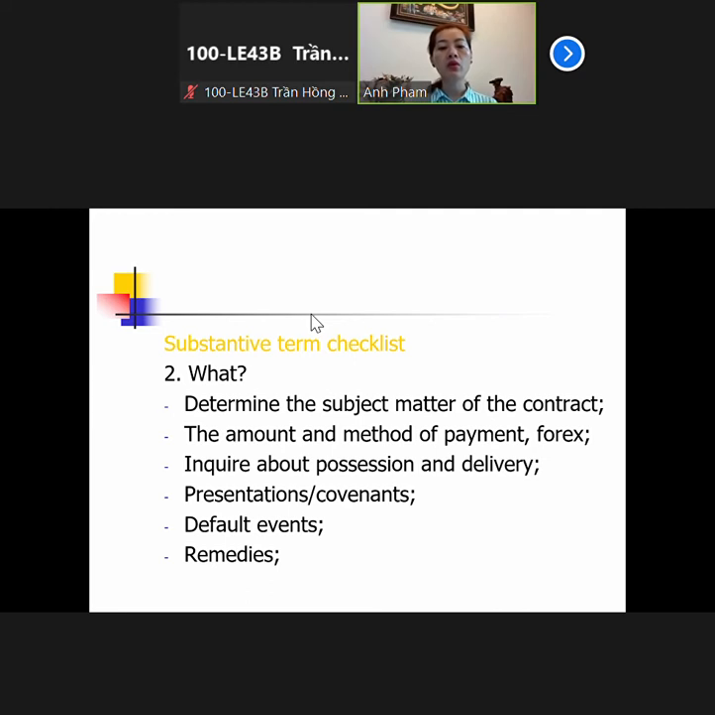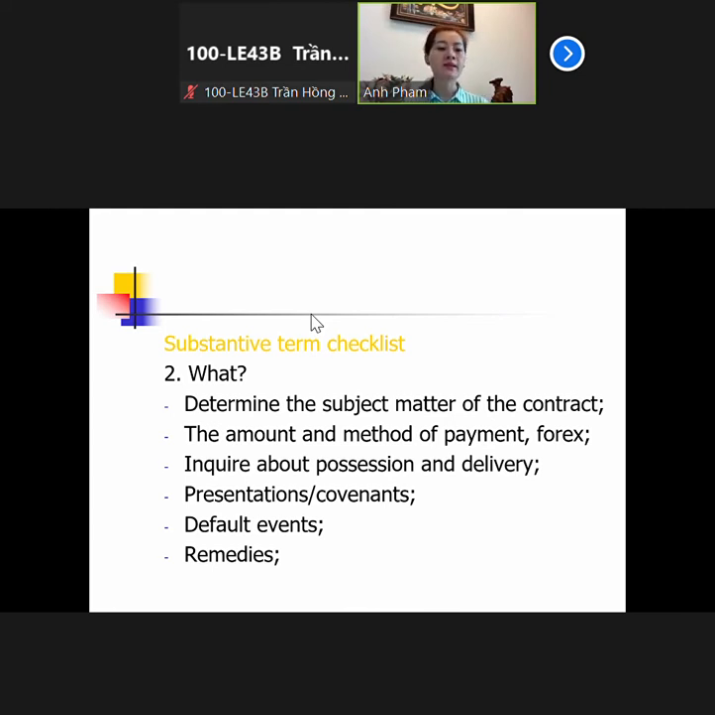Right? I think you have learned something about representations and covenants in your legal English. A representation is just a statement that something is true, and a covenant refers to a commitment in the future, right? And default events, like I told you about the EOD, an event of default.